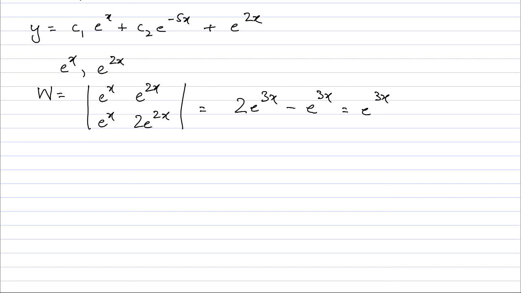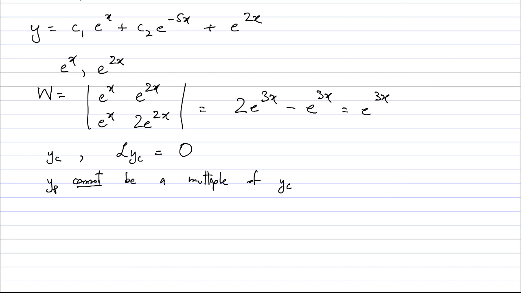Just to make this point clear, suppose you have found the complementary solution, or even one part of the complementary solution. As you remember, the complementary solution consists of two parts. You add the two and you get the full complementary solution. But suppose you have found only part of it. You know that this has to be true, because the complementary solution is the solution to your homogeneous equation. Then the point is that yp cannot be a multiple of yc. It cannot be a multiple of any part of the complementary function.